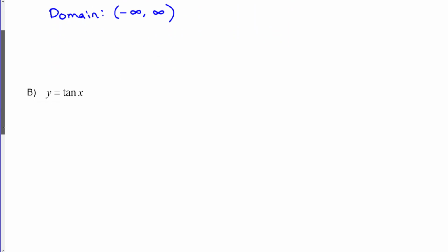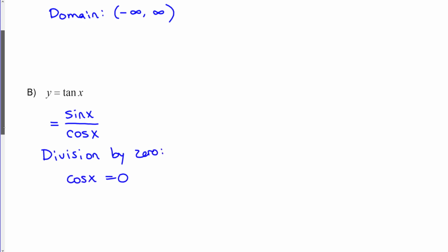Okay, let's try y equals the tangent of x. Well, the tangent of x is different because the way we define tangent is it's the function sine divided by the function cosine. So there's potential for division by 0. In fact, there's a lot of places where we could have division by 0. This could happen anywhere the cosine of x is equal to 0.